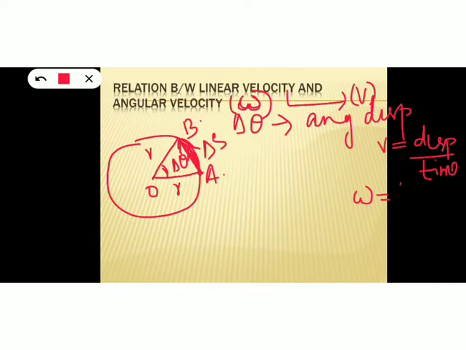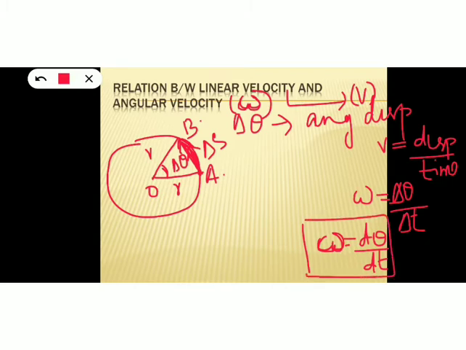And what is this angular displacement? Angular displacement is delta theta, and the time is delta t. As this time interval delta t tends to 0, delta theta by delta t can be written as d theta by dt. So this is the expression for angular velocity: omega is equal to d theta by dt, where d theta is the angular displacement and dt is the time interval. So what is the expression for angular velocity omega? It is d theta by dt.